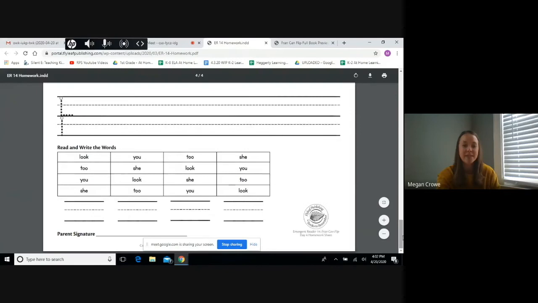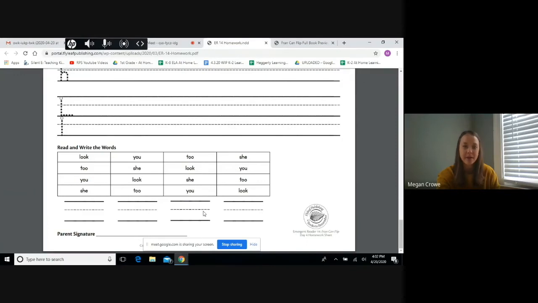Your last activity is to read these words, and then you're going to write them on the line. There are 4 words that are repeating in our big rectangle. After you read all those words, I want you to find those 4 and write them on the line.